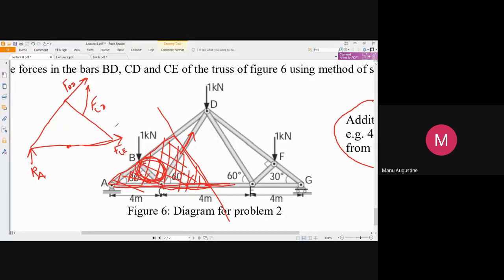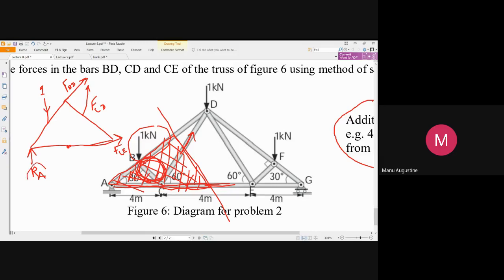ठीक है. And is there any other force that I am missing? Yes, this 1 kilo newton force is missing. So I will apply this 1 kilo newton force which is vertical. So this becomes the free body diagram of your problem. अब आपको क्या करना है, ये आपका फ्री बॉडी डायग्राम बन गया. This is the body reaction, FCE, FCD, FBD, 1. These are the external forces acting on your free body.